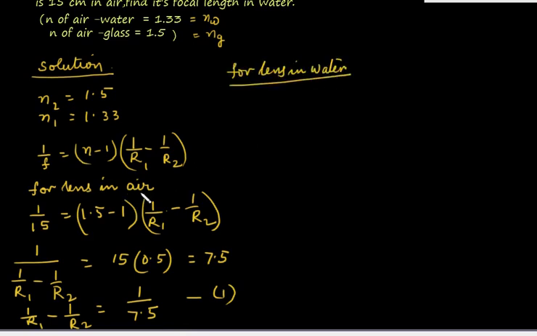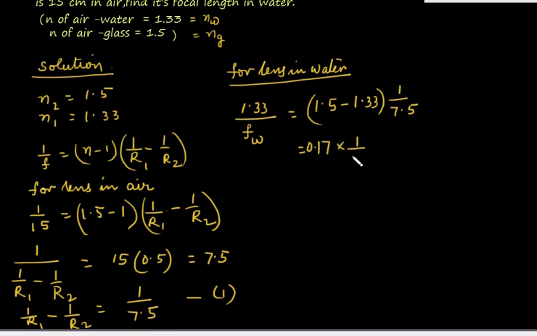For lens in air, we took the refractive index of air in the numerator on the left hand side. So here we take the refractive index of water in the numerator. So it becomes 1.33 by focal length of the lens in water is equal to, what is n? That of material of the lens. So it becomes 1.5 minus refractive index of the medium, that is water, 1.33 into 1 by R1 minus 1 by R2 becomes 1 by 7.5. We have already derived that. So this becomes 0.17 into 1 by 7.5.